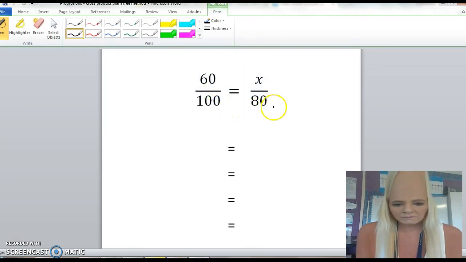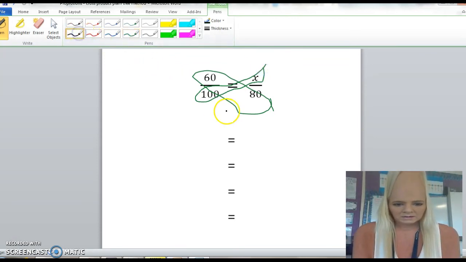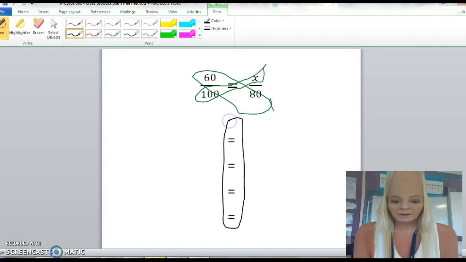So for example, what if he only had 80 cups of ginger ale? How many cups of juice will he need for the party, maybe one that's not as big? So this is how you solve for a proportion, and we're going to work on this a little bit more tomorrow in class. So what I want you to do is circle diagonally the 60 and the 80, and then the 100 and the x. Then I want you to circle the equal sign. So here, it kind of looks like a palm tree.